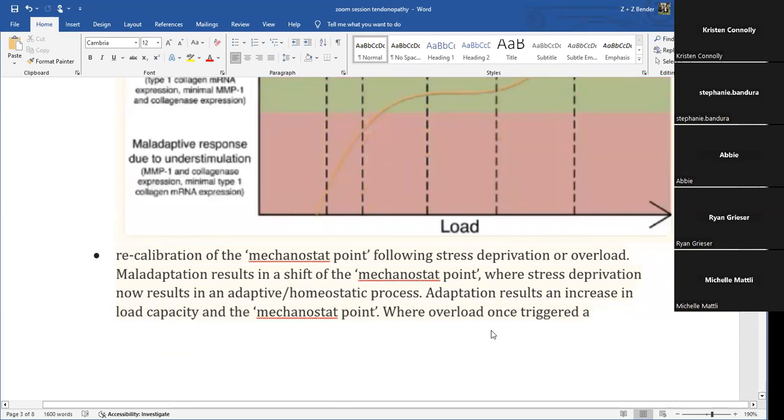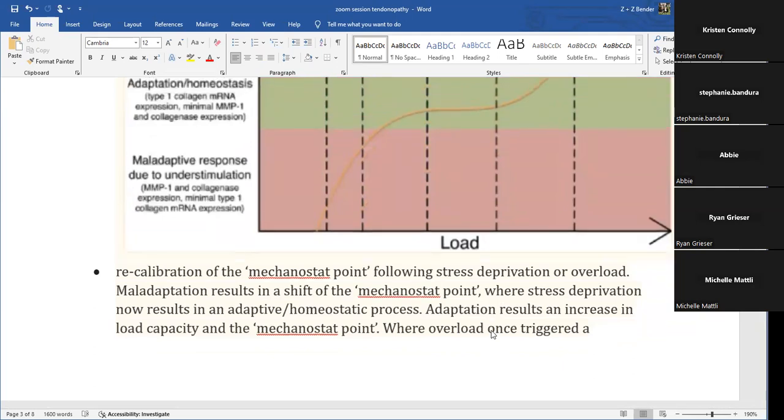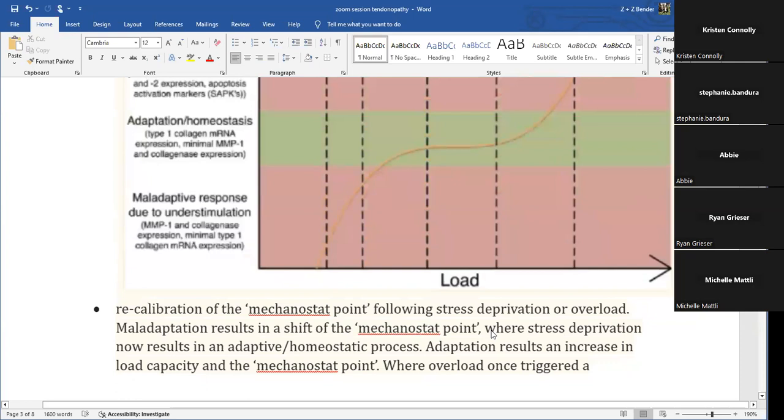And again, this idea of the mechanostat point, which I think if you just read this article quickly gets kind of confusing. That mechanostat point is really referring to that green area in this line. We're all different. Where this green area occurs and this loading response is different in individuals. It's different in how we trained. So this positive stress-strain curve will be different in different individuals.